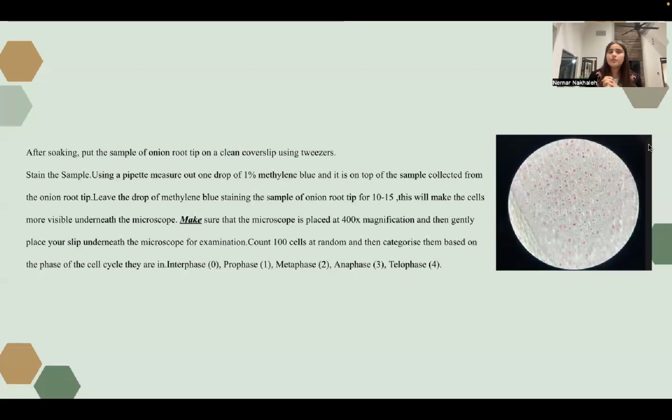The way that we're going to stain it is by using a pipette. We're going to add a drop of 1% methylene blue, and we're just going to wait roughly 10 to 15 minutes for the dye to develop and make sure that it's all in there. And then we're going to place our sample underneath the microscope using the 400x magnification, and start classifying and choosing 100 cells at random and classifying them into whether they are in interphase, prophase, metaphase, etc.